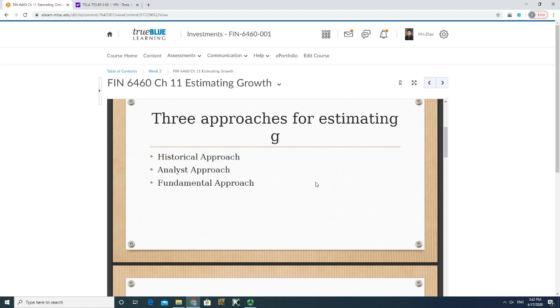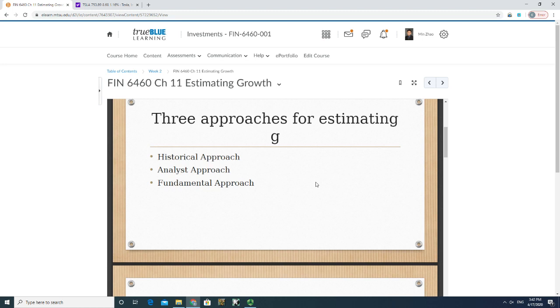And the second approach is to look at what experts are saying. Those experts are financial analysts working for investment banks and equity research companies. They often publish their research on individual stocks, and they will tell the audience and other investors what a reasonable stock price should be, and they also will reveal their estimation of the growth. That is the analyst approach.